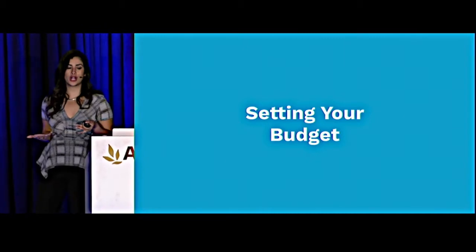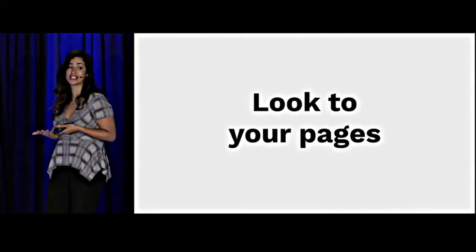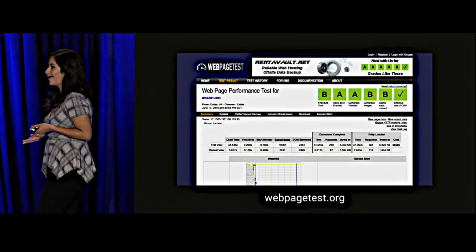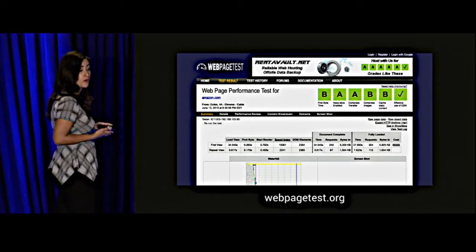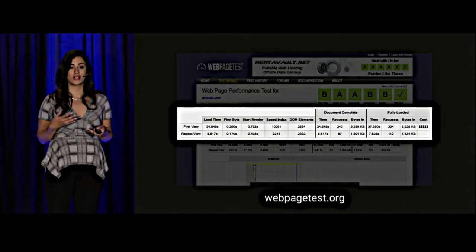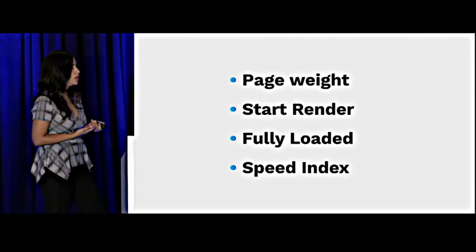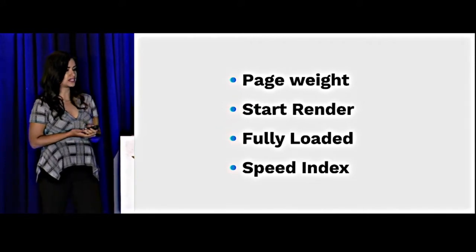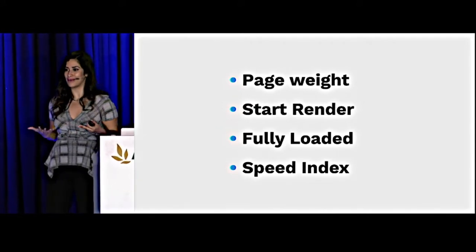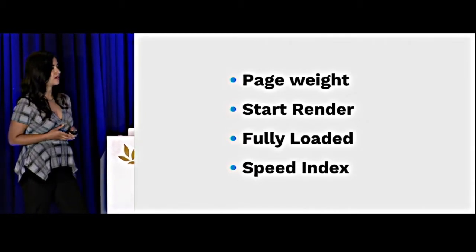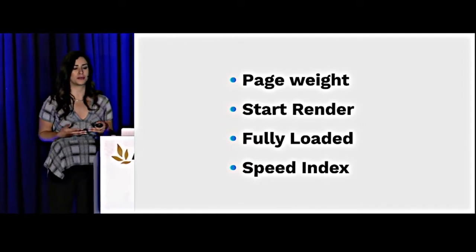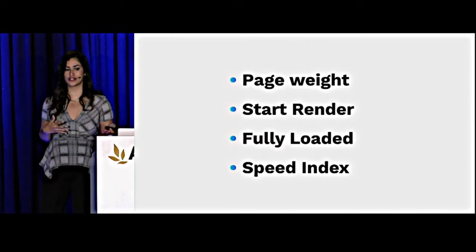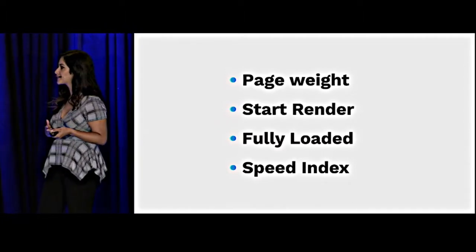So to set your budget, there's a couple ways you can get started. You can look at your current pages if you're redesigning. Web Page Test has become kind of the tool to go to if you want to look and track the performance of your site. And it gives you a lot of useful information about this. So you can take a look at things like page weight, which is going to cost users data money. You can take a look at start render, when stuff starts showing up on the page. Speed index, which is a representation of the perceived page load from start to finish. So it's a little bit more closely tied to the user experience.